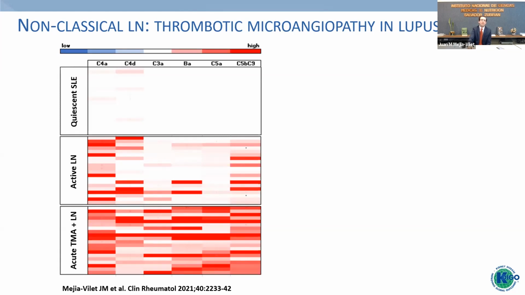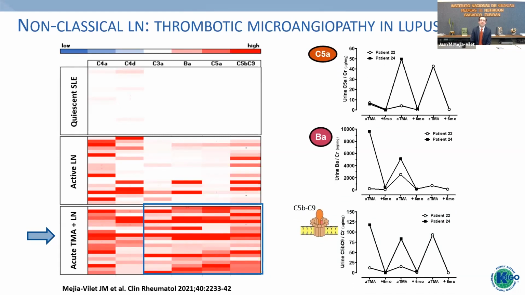This is one study from our group, and we measured complement fragments in plasma and in the urine of patients with active lupus nephritis, but also in patients with active lupus nephritis plus TMA. And as you can see at the bottom, the C3a, Ba, C5a, and the terminal membrane attack complex are elevated in serum and also urine of these patients. And we had 2 patients with recurrent episodes, and it's pretty clear how these fragments that reflect activation of the alternative pathway elevate during the acute episode and then go down at remission, then go up again once there's a new acute thrombotic microangiopathy episode.